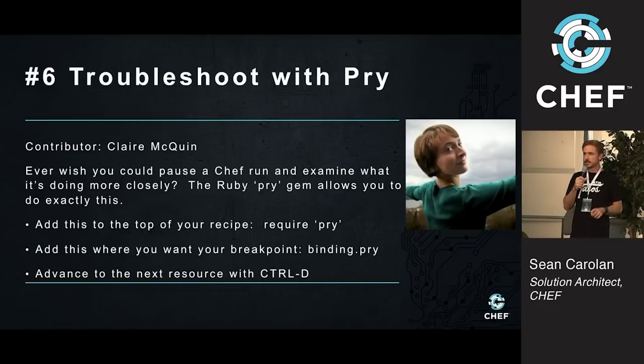It's really simple. At the top of your recipe, require the Pry gem. You might have to install it first. If you don't know what Pry is, it's like Ruby IRB, the REPL or command line interpreter. But it's like IRB on steroids. So you get some autocomplete, some cool syntax highlighting, colors, history, which is nice. You can go back if you made a typo.